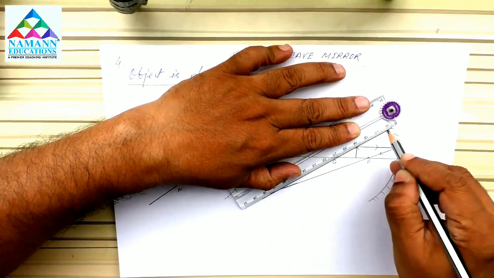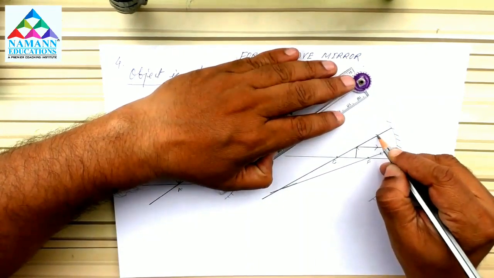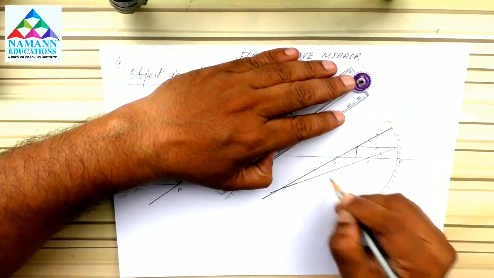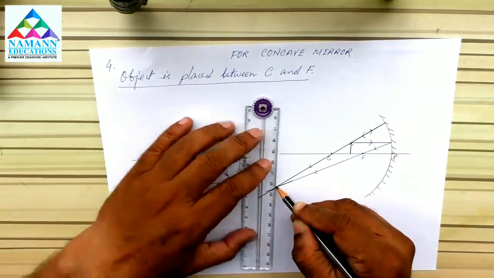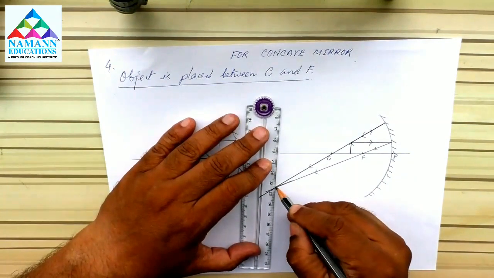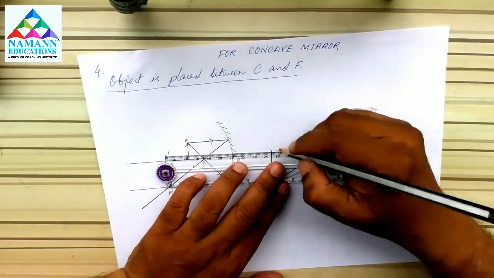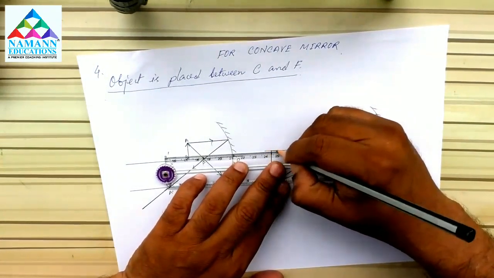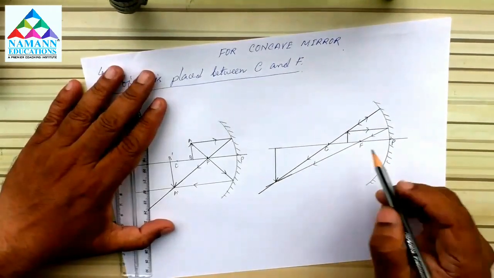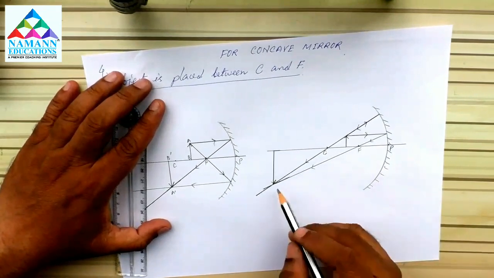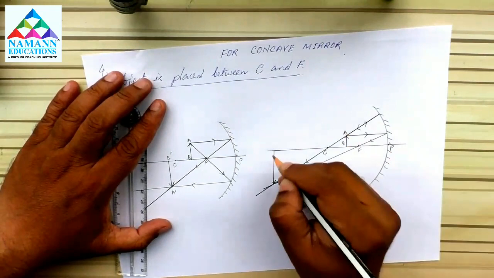Okay, so this light ray incident normally retraces its path. So after reflection, these two light rays meet here. At this point, we can draw the image. We have to make a slight extension here, and this is the position of the image. So if object is placed between C and F, image is formed beyond center of curvature. AB is the object and A dash B dash is the image.